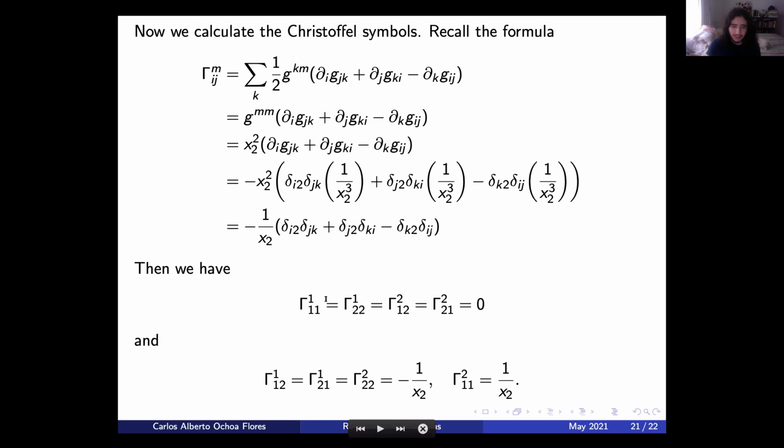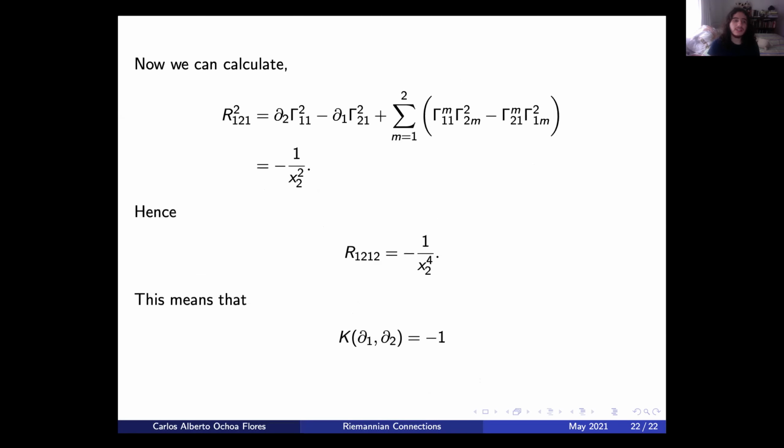But yeah, so these Christoffel symbols will be 0. Then these 3 other Christoffel symbols will be -1/x2, and the one that's left is 1/x2. And then we can now calculate the component of the Riemann tensor in terms of the Christoffel symbols, right? Here I just use the formula that I proved earlier.